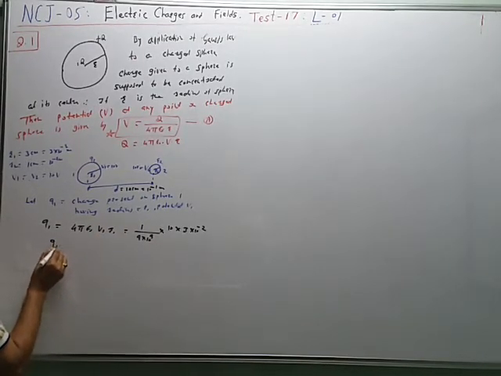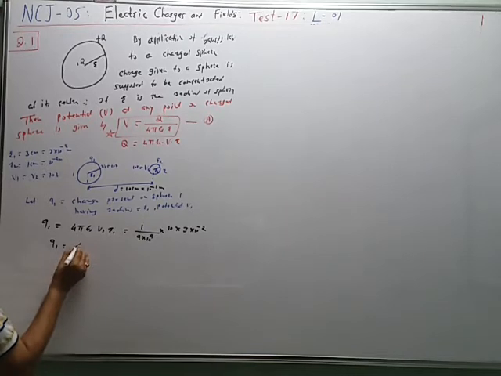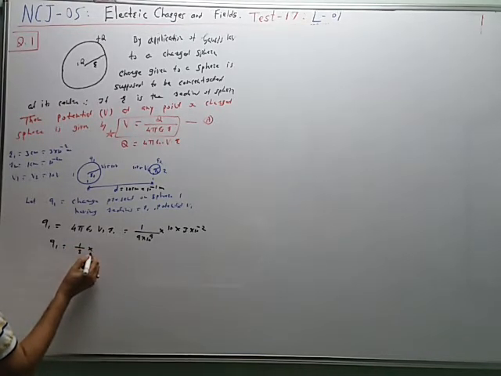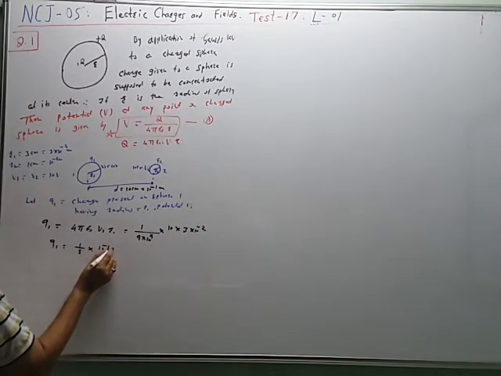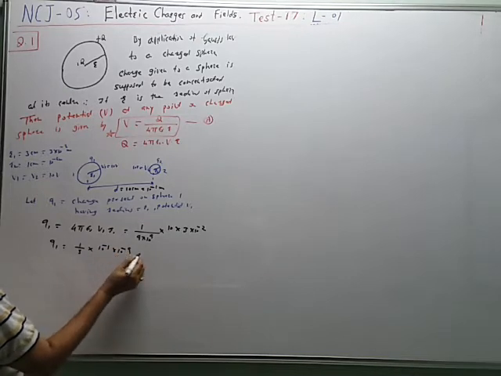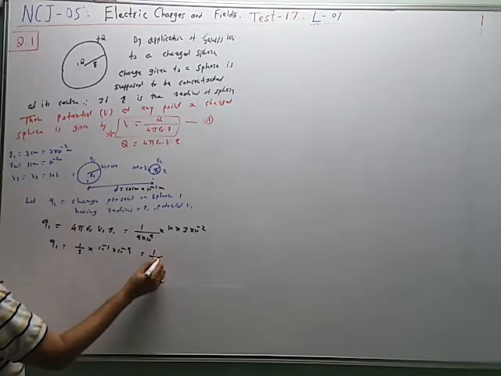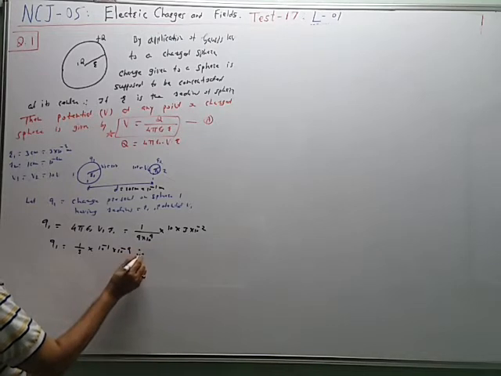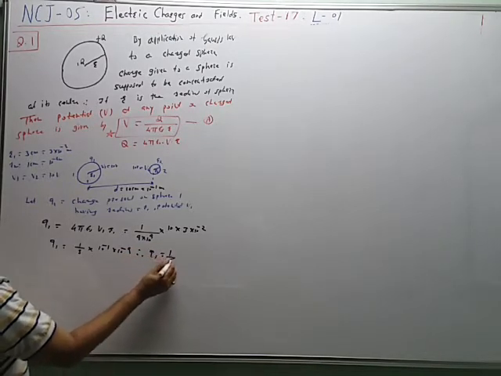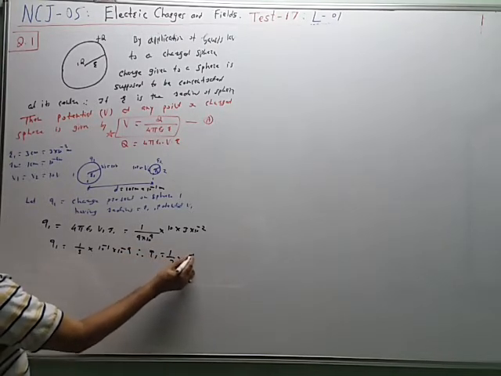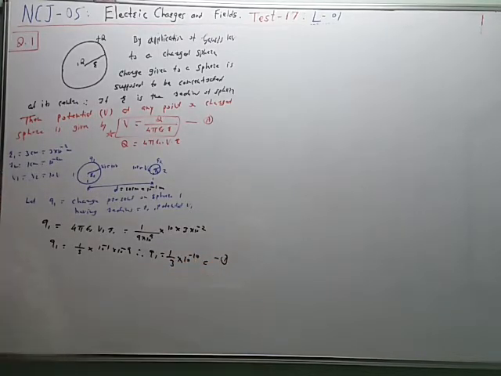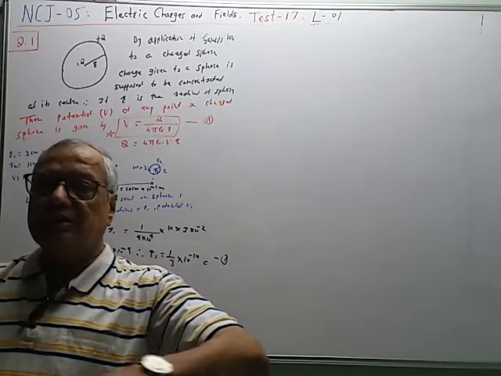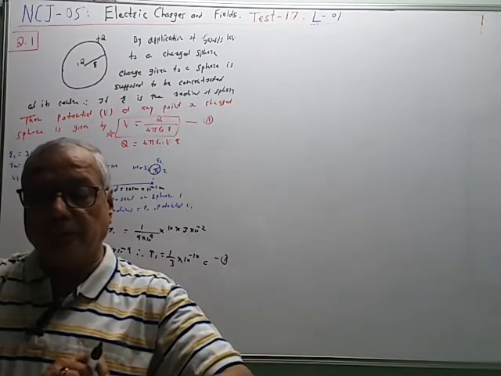So Q1 is equal to this 3 will divide here. So 1 by 3 into 10 raised to minus 1 and 10 raised to minus 9. So this is equal to 1 by 3. Q1 is equal to 1 by 3 into 10 raised to minus 10 coulomb. This is equal to 1. So we know Q1. Similarly, we have to find Q2.